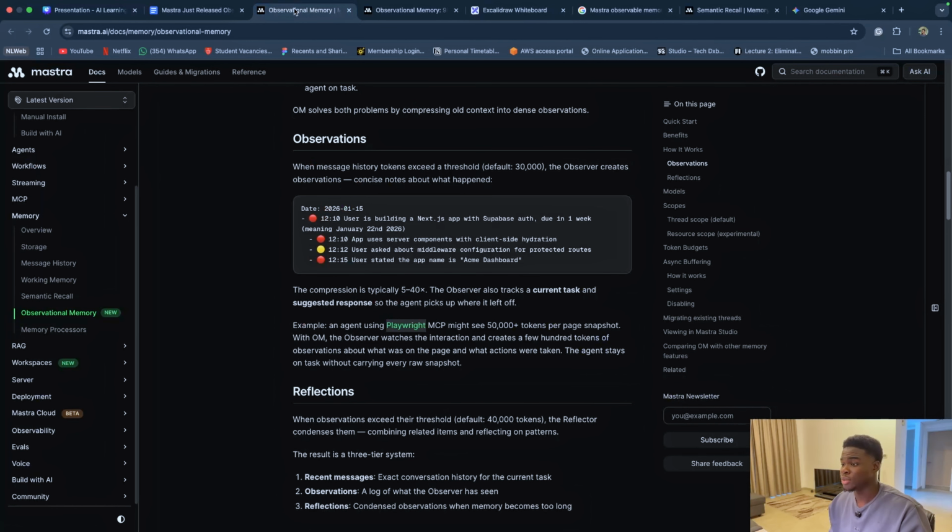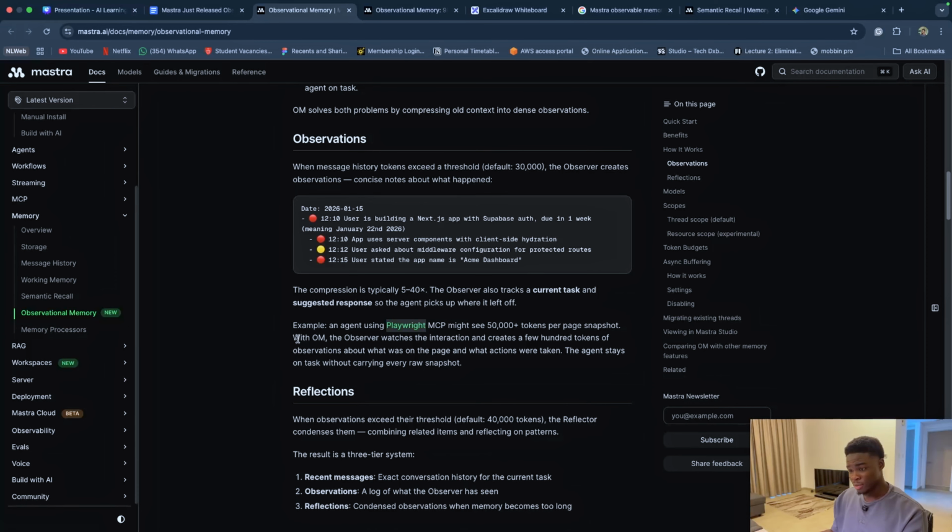So for example, we can go into the doc. They talk about an agent that's using Playwright MCP. Playwright should be a tool that allows an agent to use a browser, right? So it sees about 50,000 plus tokens per page, and then it doesn't really need to carry all of the snapshots all the time. The observable memory tells it what the current task is and what the suggested responses are, and then it can just carry on from there. So it knows the important things.